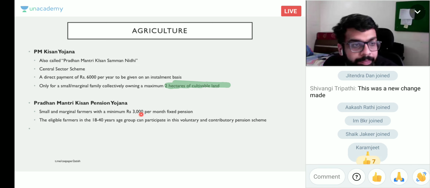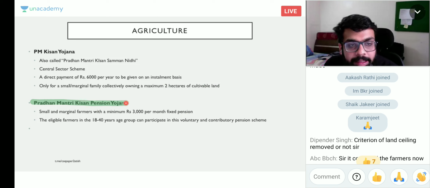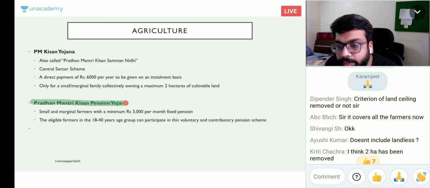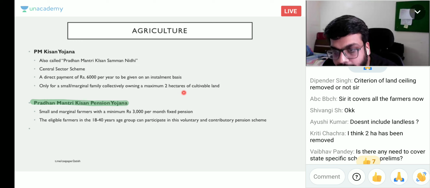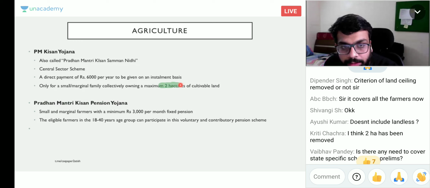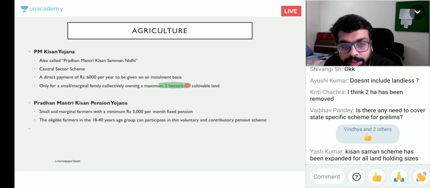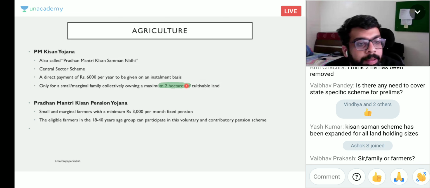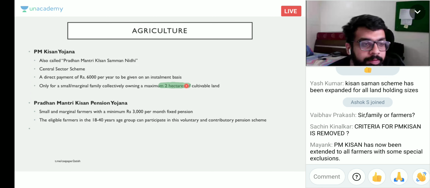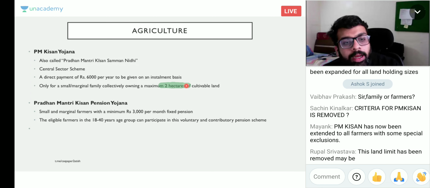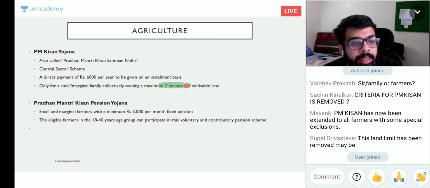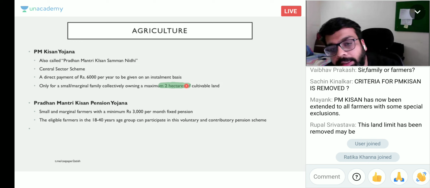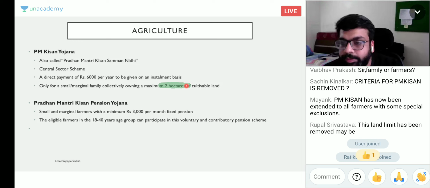Okay. Now, the Pradhan Mantri Kisan Pension Yojana, yeah, it covers all. The 2 hectares land limit has been removed in the budget. This is the original text of the scheme, so don't worry. Okay. Now, the Pradhan Mantri Kisan Pension Yojana is basically for small and marginal farmers, where you will get a 3,000 rupees per month fixed pension. The eligible farmers are in the 18 to 40 years age group, and they can participate in this voluntary or contributory pension scheme.